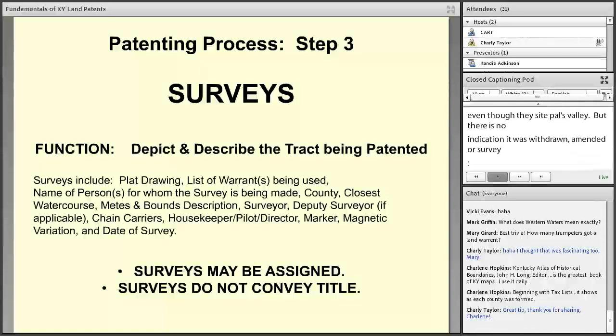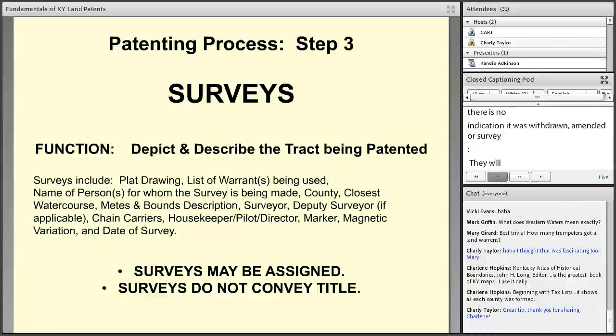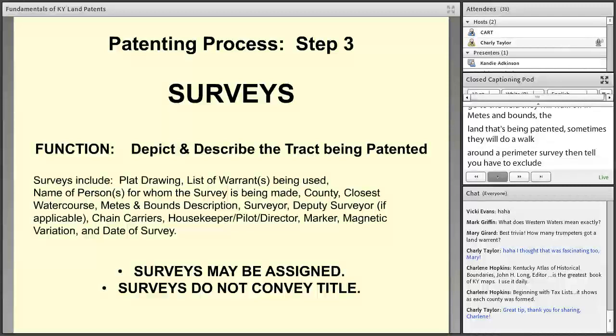That's when the county surveyor or his deputy will go to the field and walk off the metes and bounds of the land that's being patented. Sometimes they'll do a walk around or perimeter survey and then tell you you're going to have to exclude patents within, but the bottom line is they were supposed to depict and describe the tract being patented.